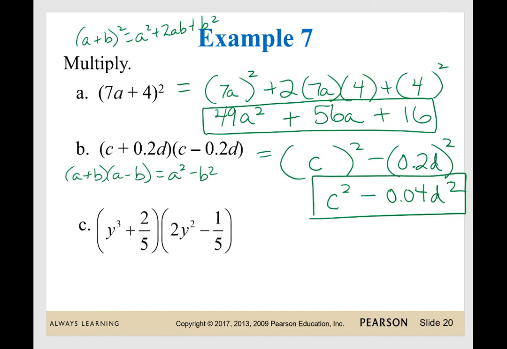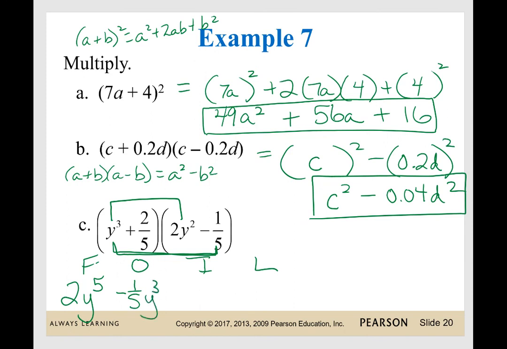All right, last one. It's definitely not a binomial squared. This is not the same two terms, one adding, one subtracting. So this will just be a FOIL. Okay, this will be a FOIL problem. F-O-I-L. So let's start with F, first term in each. So y cubed times 2y squared is going to be 2y to the 5th. Right? O, outsides. Okay, outsides is going to be y cubed times negative 1/5. So negative 1/5 y cubed.